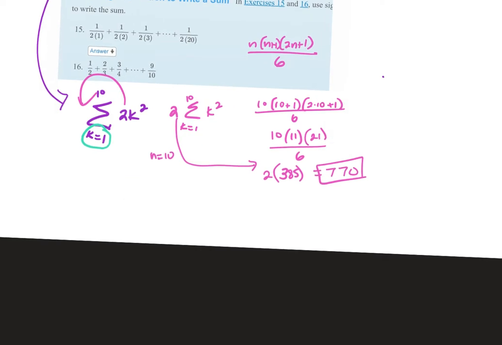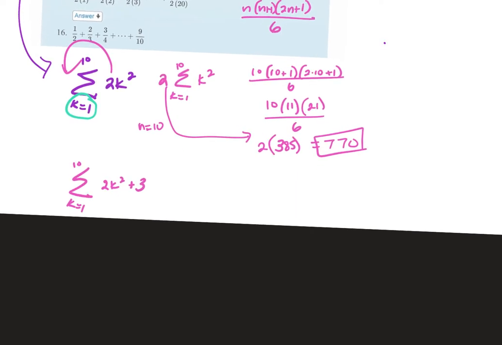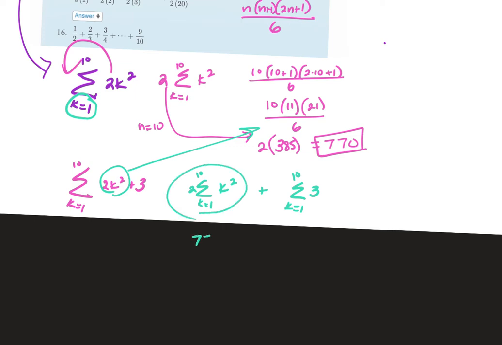Okay, let's say that it said 10 on the top, k equals 1, 2k squared plus 3. How does it change it? You can split it, right? You can expand it or split it up, whatever you want to call that. This part is the same as this. So the 2 would go to the front: the sum from k equals 1 to 10 of k squared, plus the sum from k equals 1 to 10 of 3. This part we already know the answer, that's 770.